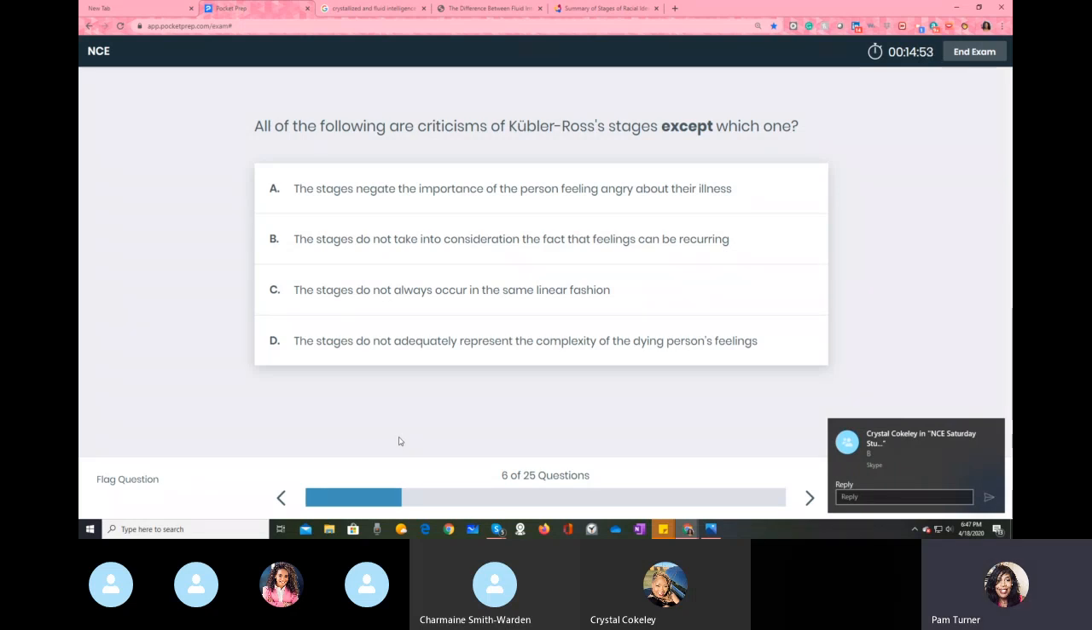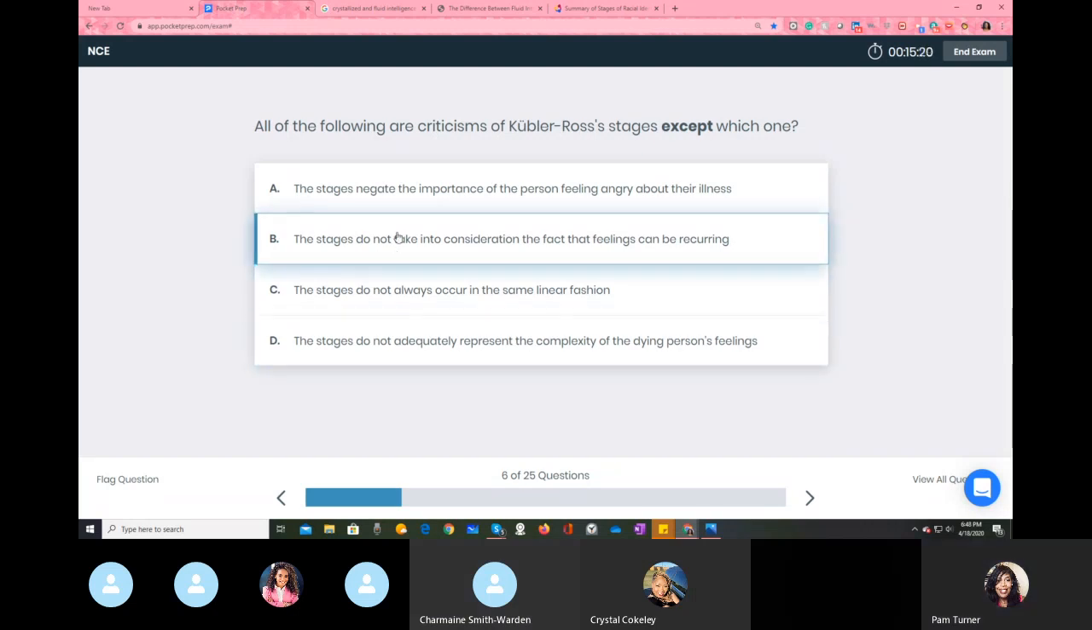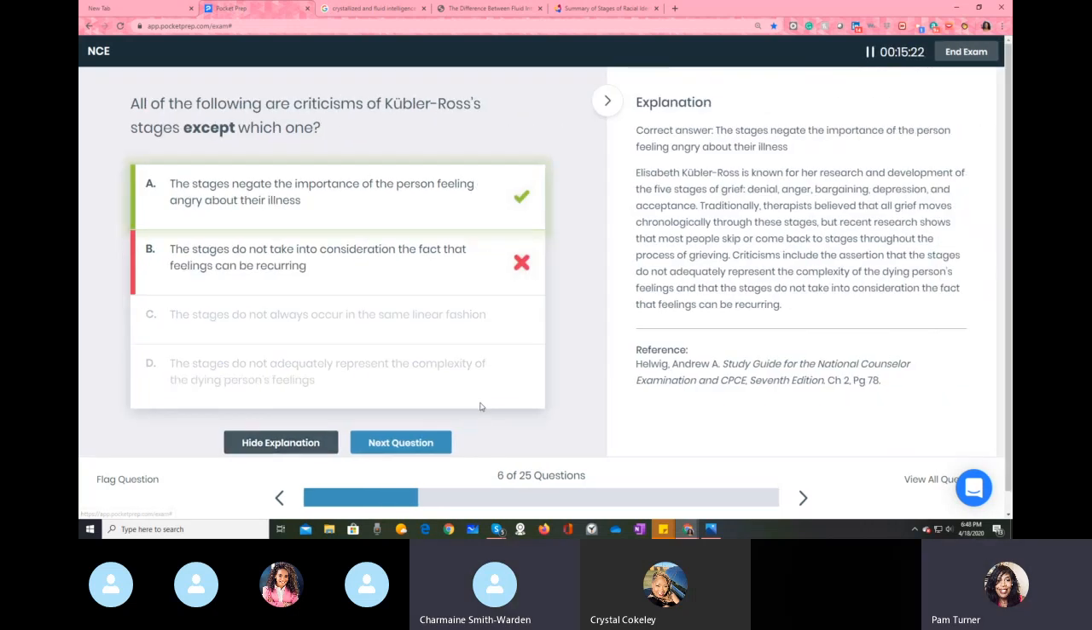The stages do not always occur in the same linear fashion. That is definitely a criticism because they don't always go that way. The stages do not adequately represent the complexity of a dying person's feelings. So I would say that's probably a criticism as well. So I think C and D are both criticisms. So then what is not a criticism? And I heard a B. How about A? That is not a criticism because she does talk about anger.